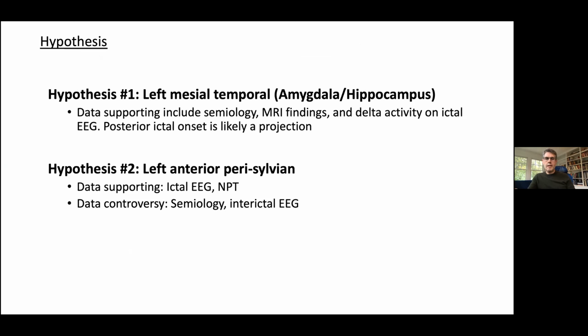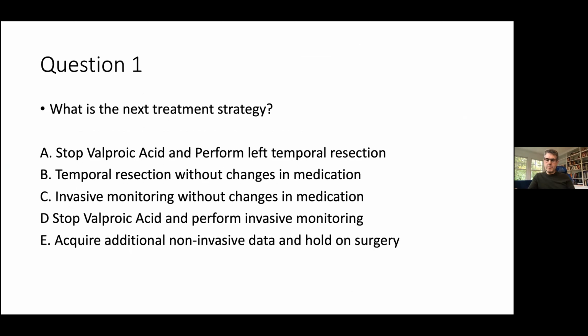So we had our hypothesis. This is a left mesial temporal epilepsy because of the semiology, mostly amygdala, maybe involving the anterior perisylvian areas, maybe involving the ventral insula. And in order to continue, I think we have a question.